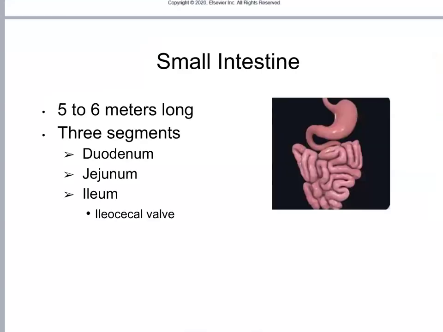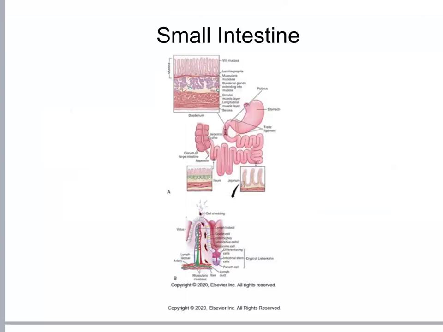Moving on to the small intestine, it is 5 to 6 meters long, so it can be up to about 20 feet long, and it's divided into three segments: the duodenum, the jejunum, and the ileum. And then we have an ileocecal valve. Here's a picture of the small intestine.